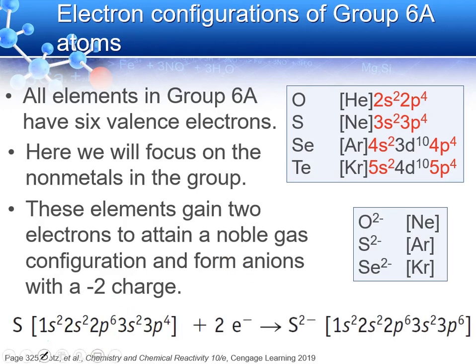Our authors of our book illustrate this here. They write out the complete electron configuration for sulfur and then show that if we have 3p4 and gain 2 electrons, then you go from sulfur to sulfide, and now you have 1s2, 2s2, 2p6, 3s2, 3p6, which looks like argon.